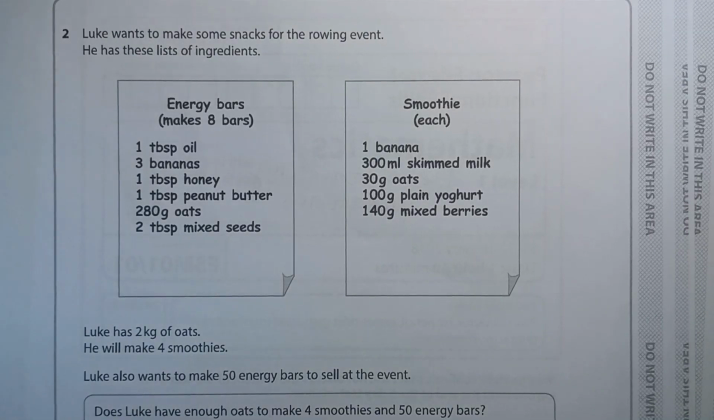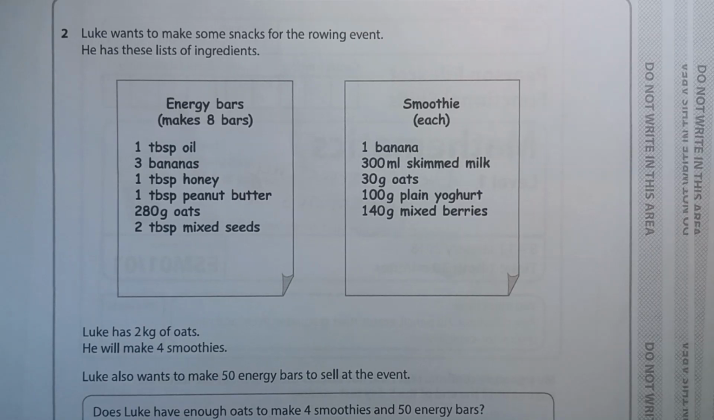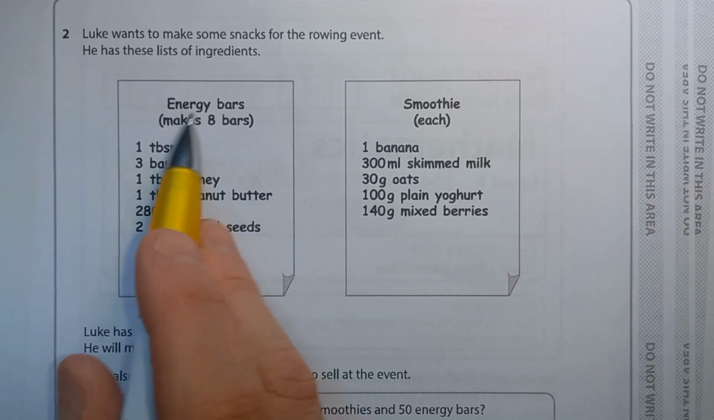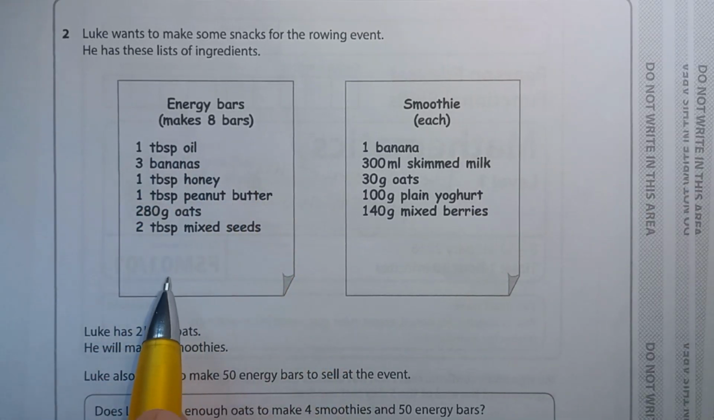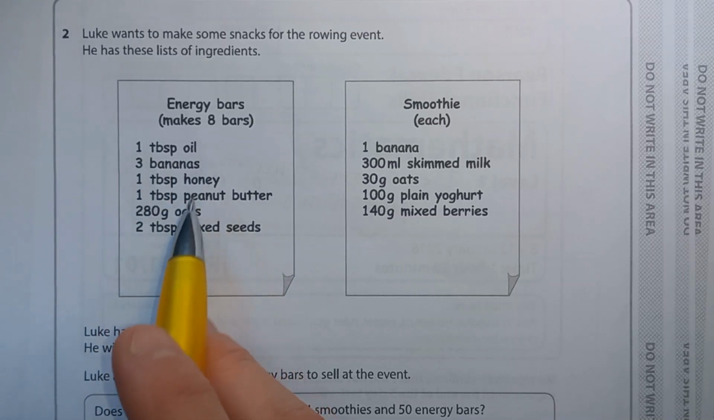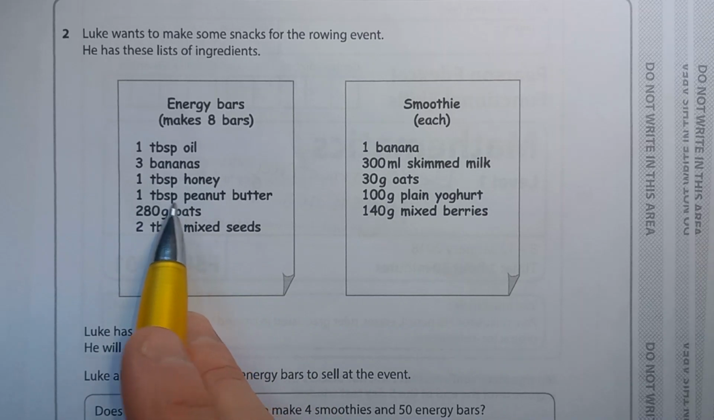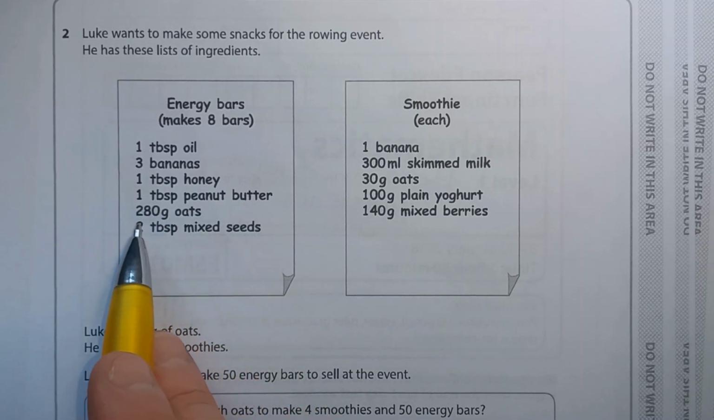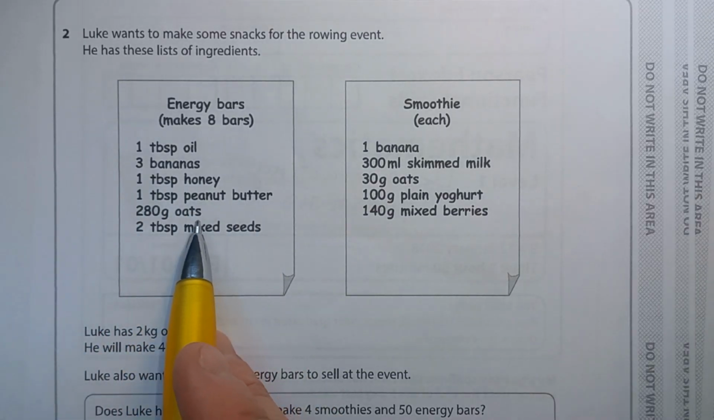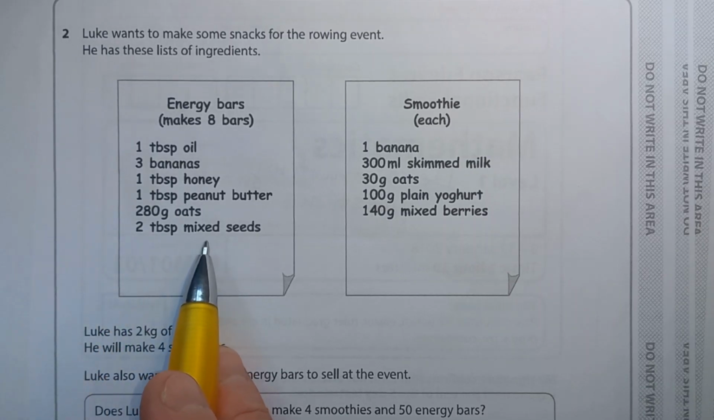Luke wants to make some snacks for the rowing event. He has these lists of ingredients. So we've got energy bars, makes 8 bars. We've got 1 tablespoon of oil, 3 bananas, 1 tablespoon of honey, 1 tablespoon of peanut butter, 280 grams of oats, and 2 tablespoons of mixed seeds.